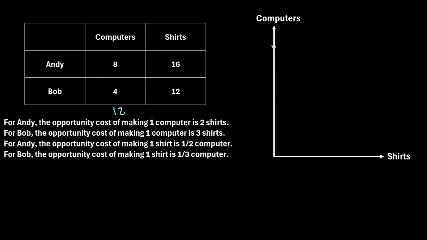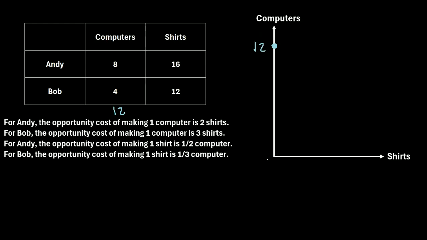So on our graph, on the y-axis, which is where we put the computers, we're going to mark the point 12. And what we'll notice about this point is that if both individuals choose to make computers, notice what production of shirts would be. On the shirts axis, we're at a level of 0 right here. So this is one potential production possibility. We could just make 12 computers and no shirts.